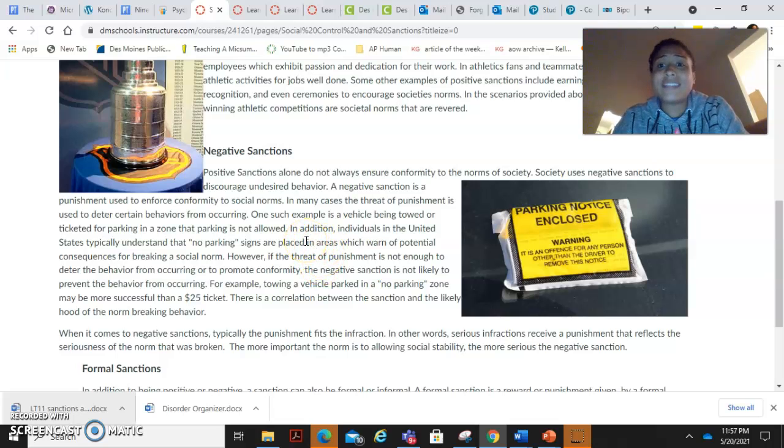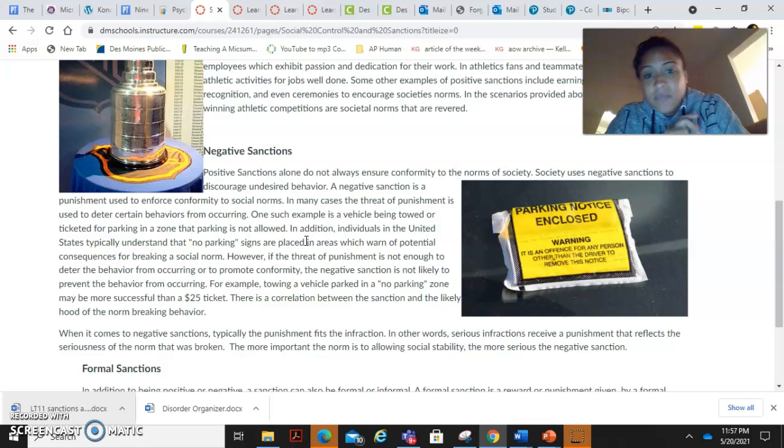One such example in the real world that you guys might encounter is a vehicle being towed or ticketed for parking in a zone that doesn't allow parking, okay? That's a real life application. Please don't let that happen to you guys. It sucks. It's a waste of money.